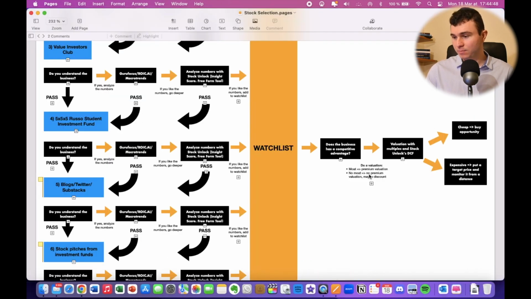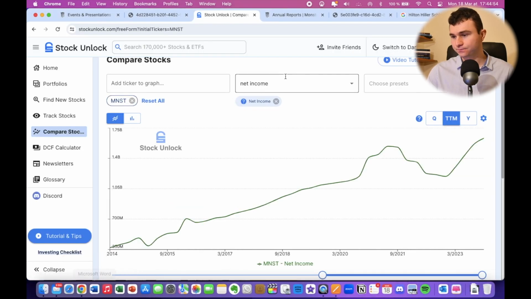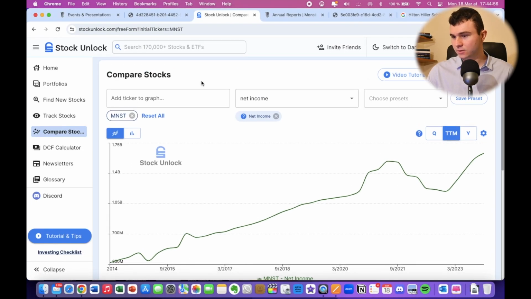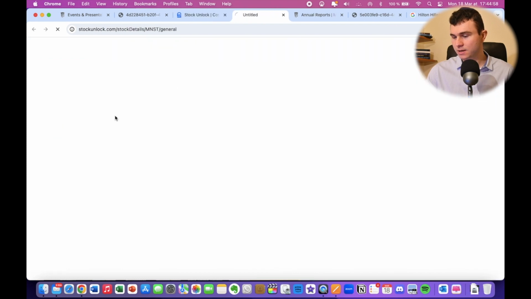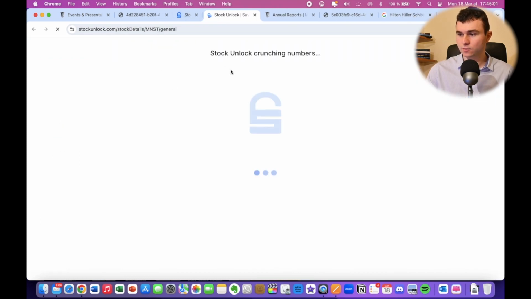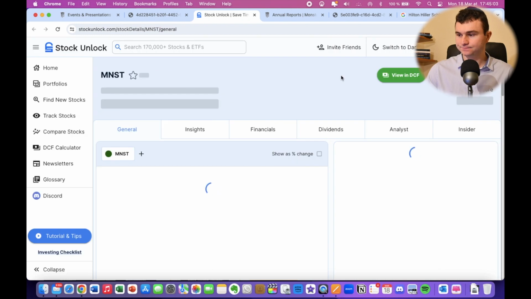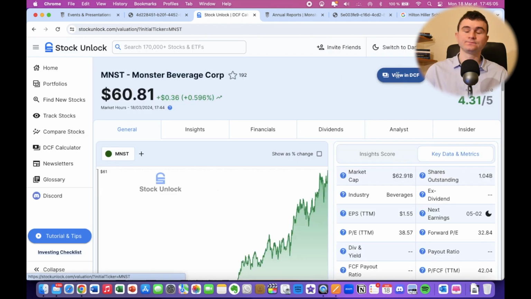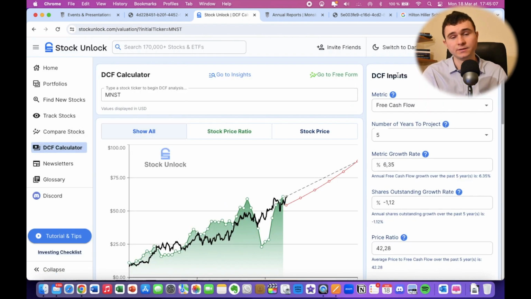If you go to this template, if a business has a moat, it deserves a premium valuation. Let's go to Stock Unlock. Where am I? Here. Let's go back to the Monster Beverage tab. View in DCF. We've seen a P/E ratio at 40. Personally, it's expensive. For me, it's expensive.